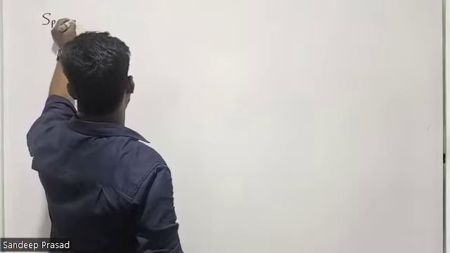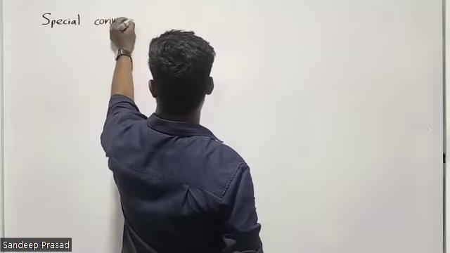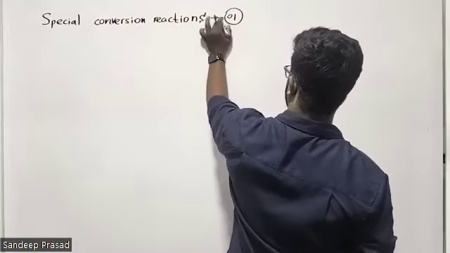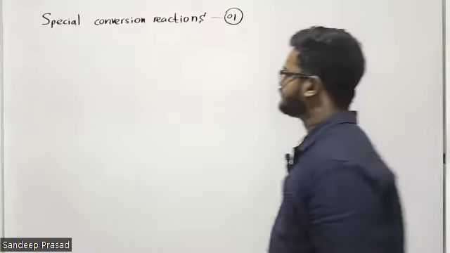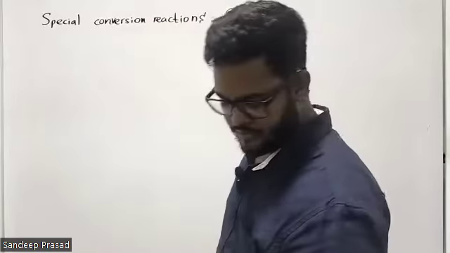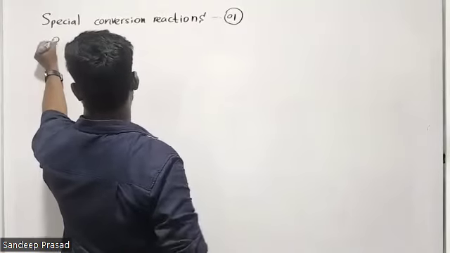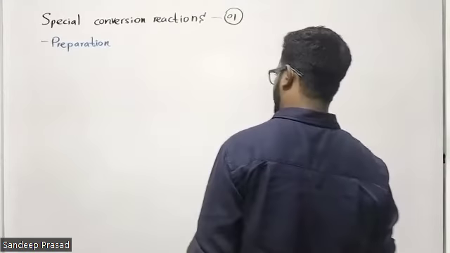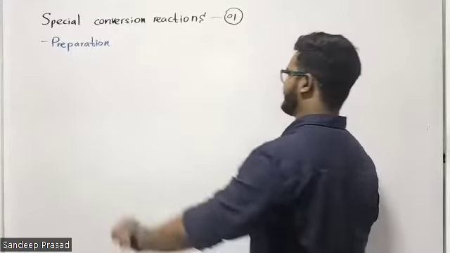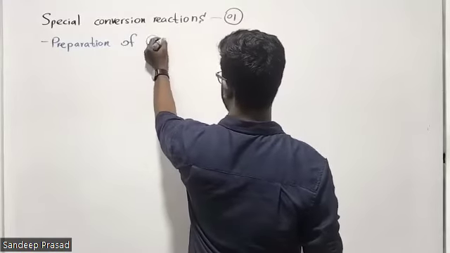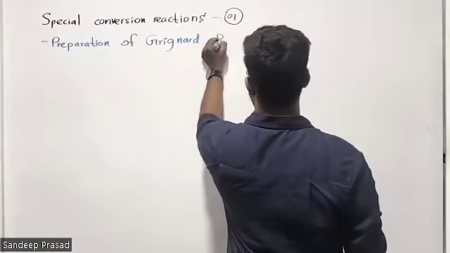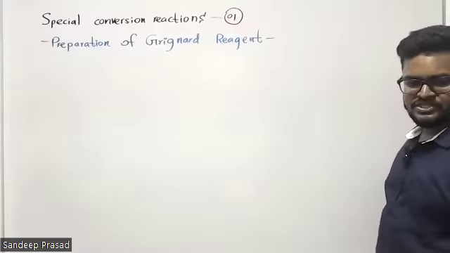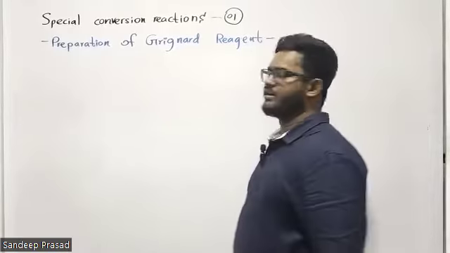Special conversion reactions, number one. What is it? Preparation of Grignard reagent. Already we discussed this one in the theory class, but doesn't matter because we have to discuss the reactions now. Therefore, I'm going to revise this one. Preparation of Grignard reagent. If you don't know what a Grignard reagent is, here is the chance to learn it. Special conversion reaction number one that we are learning is preparation of Grignard reagent.